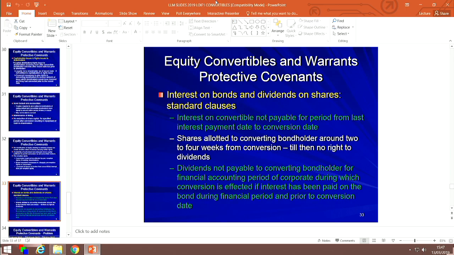Once the shares are allotted to the bondholder which converts, another clause kicks in. Dividends are not payable to the converting bondholder for the financial accounting period during which the conversion is effected if the converting bondholder has received interest on the bond during that financial period.